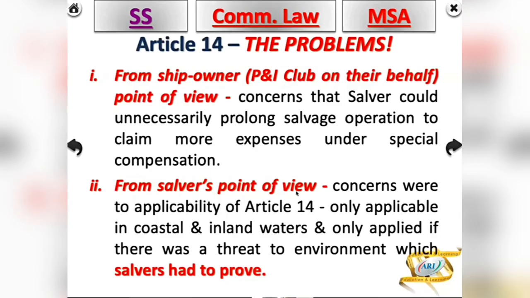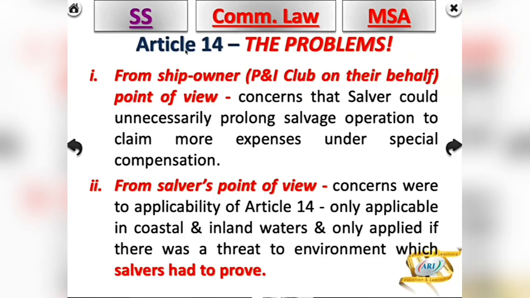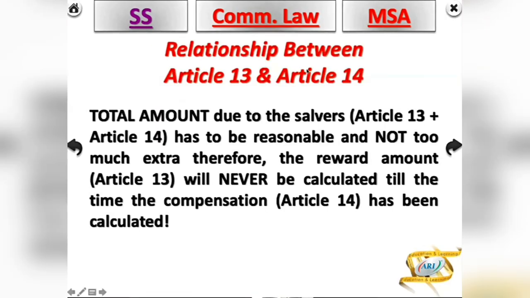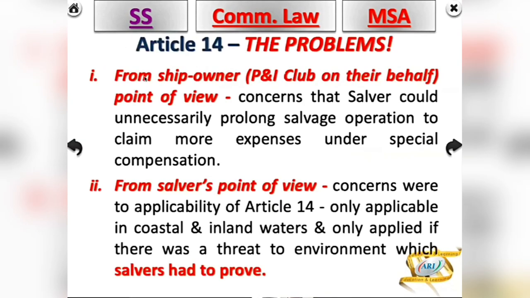And this is a very common question: what were the problems with the implementation of Article 14, which led to SCOPIC in 2000? Now, answering your question, is it paid by the P&I Club? No. Article 13 is paid by the hull and machinery insurer on behalf of the ship owner, and the cargo insurer on behalf of the cargo owner. But if there is a claim under Article 14 for preventing damage to the environment, the cargo owners have got nothing to do with it. It is the headache of the ship owner, and on behalf of the ship owner, the P&I Club pays for it.